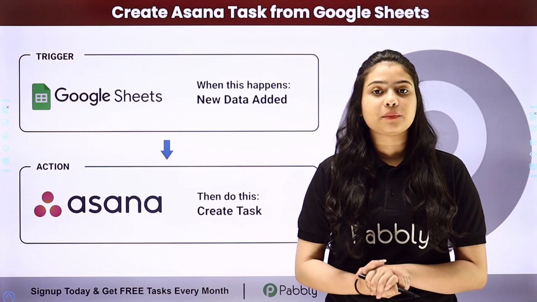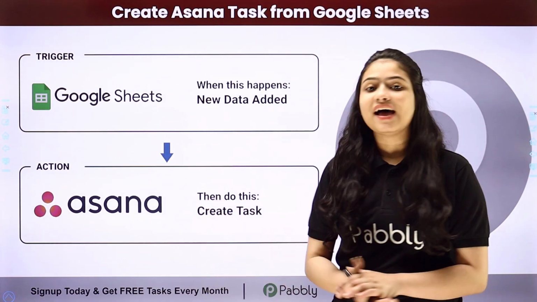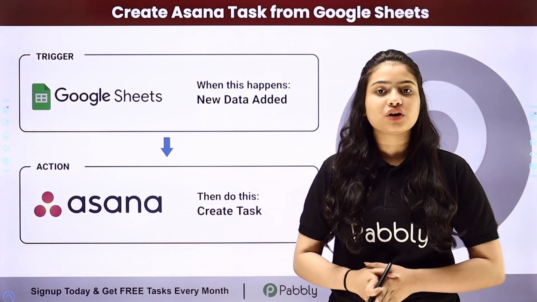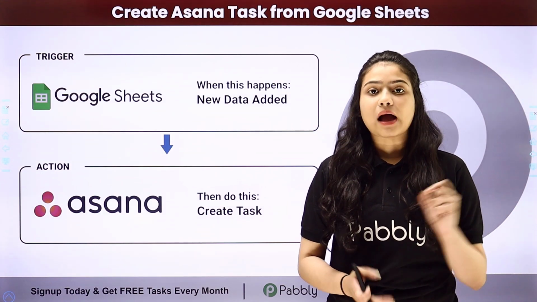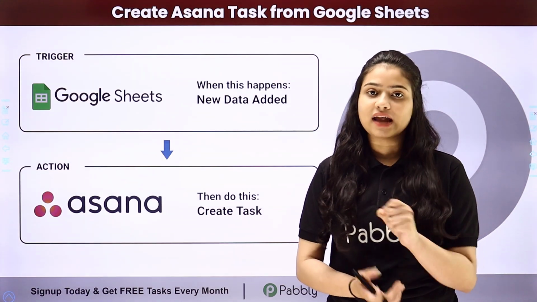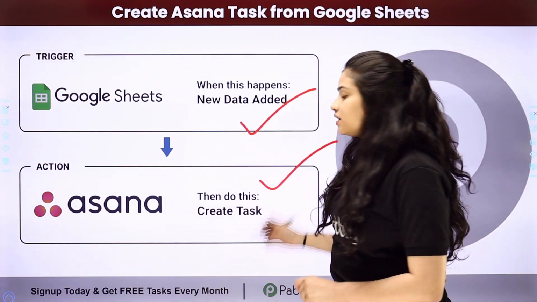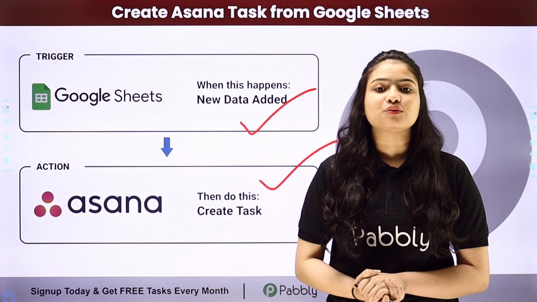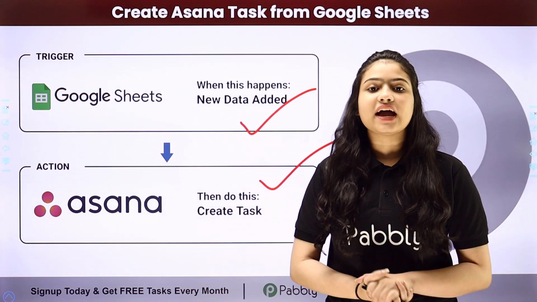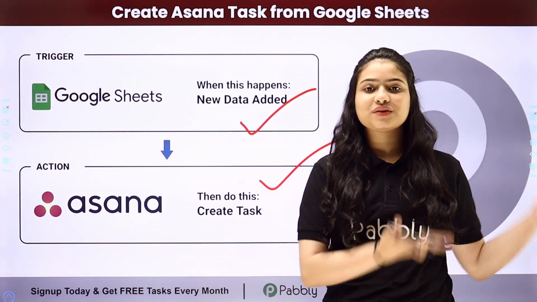For this, we will have to set up a connection between Google Sheets and Asana, and that we are going to do without any coding or programming skills with the help of Pabbly Connect. Pabbly Connect runs on two principles: trigger and action. So here we are going to take Google Sheets in our trigger and Asana in our action, and we will connect both of them in order to automate this entire process. And to learn the entire automation step by step, let me take you all to my screen.